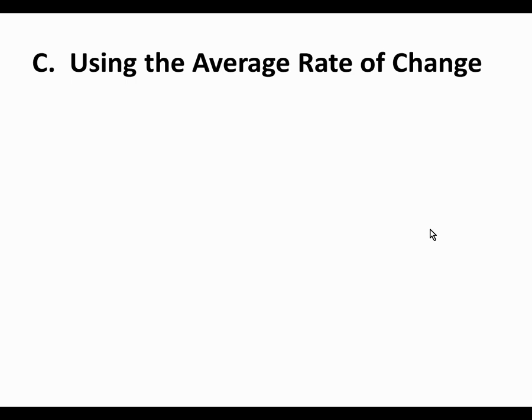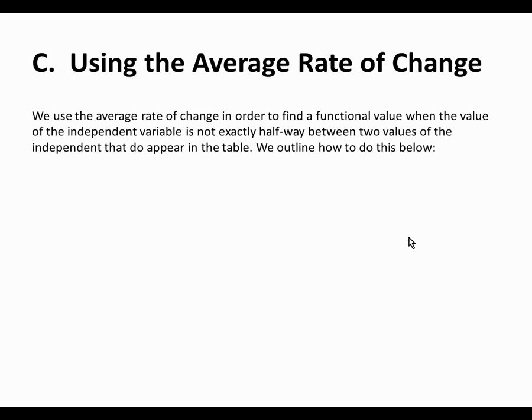Okay, using the average rate of change. Now that we've computed it, and part B of that last question was also kind of one use of it. What does it mean? Okay, we use the average rate of change in order to find a functional value when the value of the independent variable is not exactly halfway between two values of the independent variable that do appear in the table. So we're going to outline how you do this.